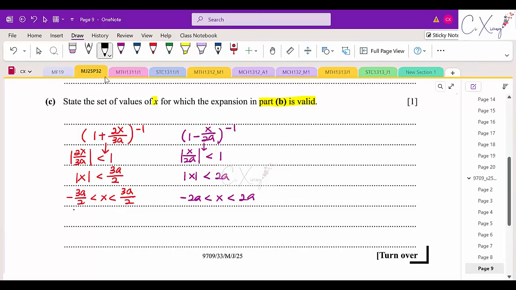Therefore, you need to make a conclusion here. The valid value for x is this one, the smaller set, because the smaller set will be correct for both brackets. If you take the larger set, there are some values that do not fulfill this one, right? And therefore, this is the answer for the valid values of x. Right, so this is how we solve question number 7.